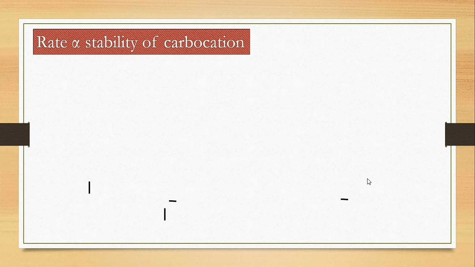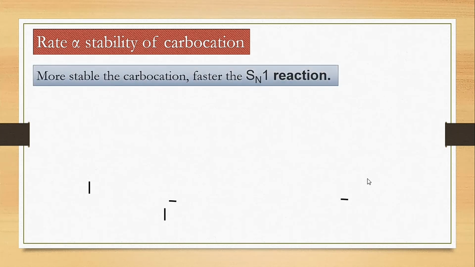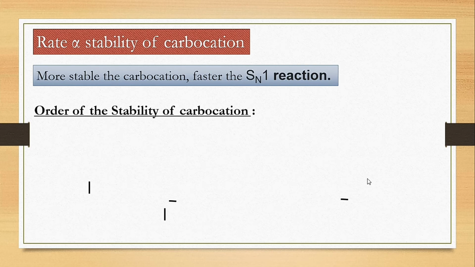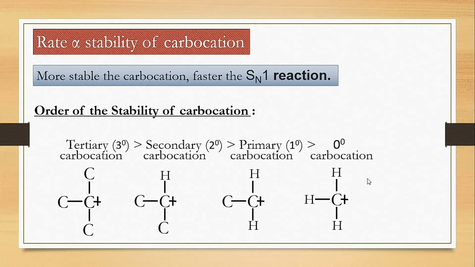Now the rate of the SN1 reaction is directly proportional to the stability of the carbocation. The more stable the carbocation, the faster the SN1 reaction. We can see the stability order of the carbocation. See, the tertiary carbocation is most stable, then secondary, then primary, then 0 degree carbocation.